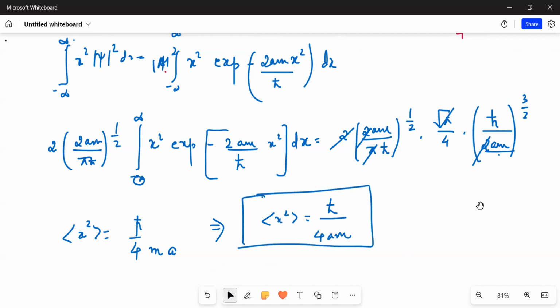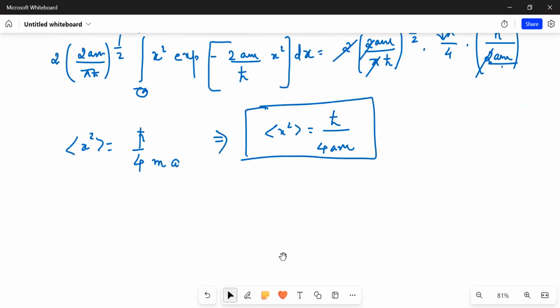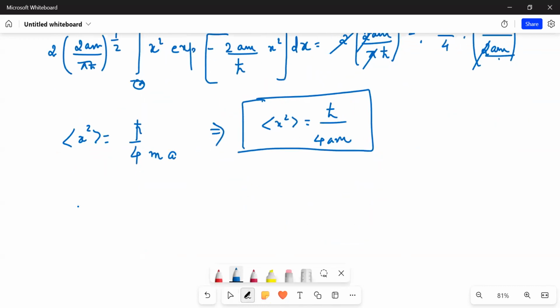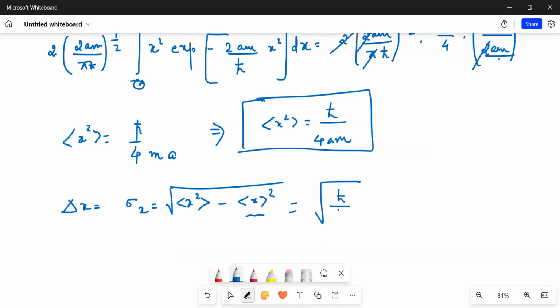Okay. Now, if one wants to find the measure of the uncertainty in position measurements, that would be delta x, and that is simply the standard deviation, which is equivalent to writing root over the expectation value of x squared minus the expectation value of x whole squared. I know this is 0, and this would be equal to root over h cut upon 4 a.